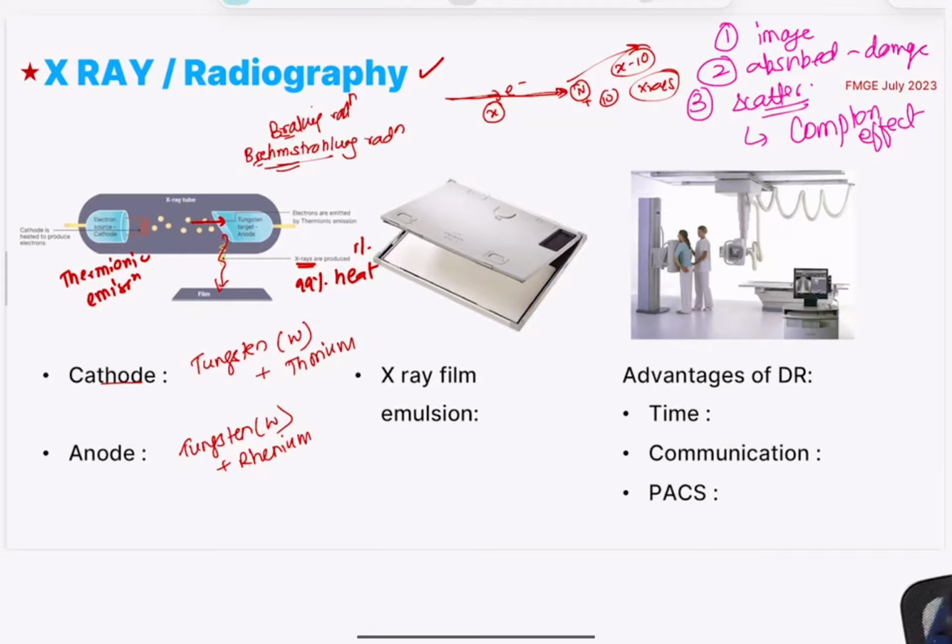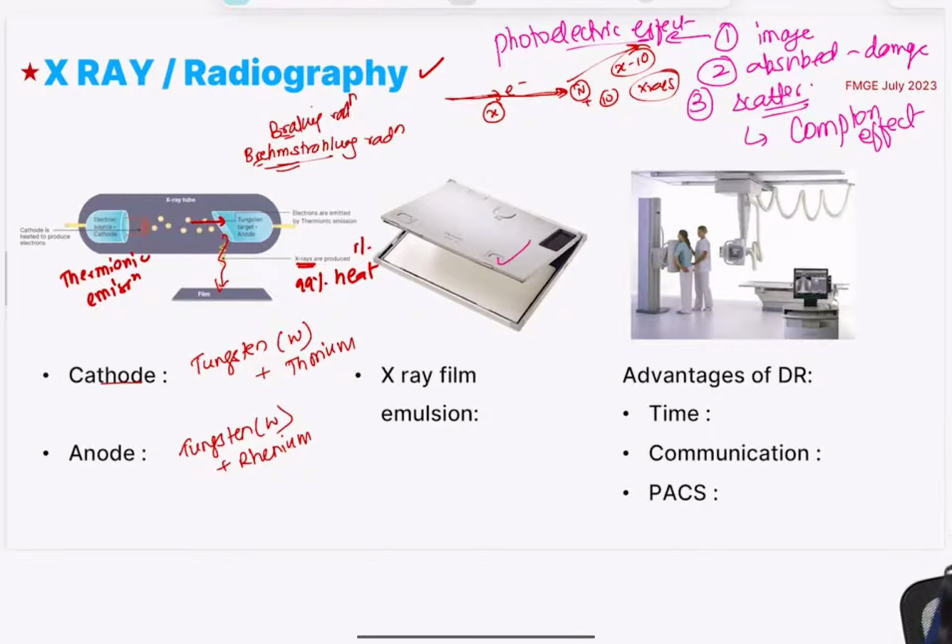And the effect which is basically producing the contrast in the X-ray image, that is the photoelectric effect, right. Just remember these terms, we have discussed this in detail in the main videos, right. In the rapid revision we are just sticking to the main points, right.